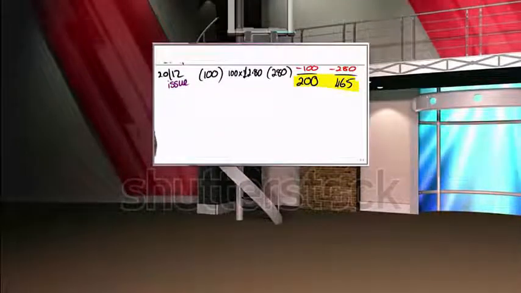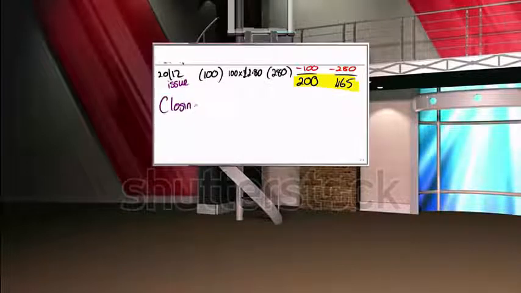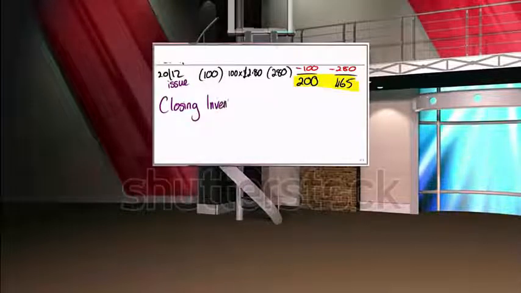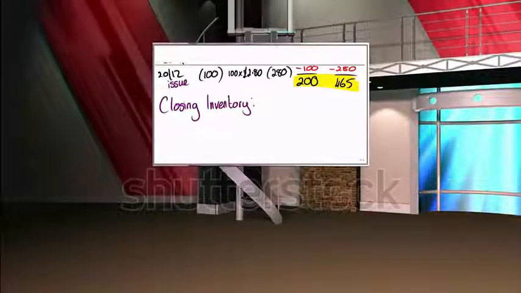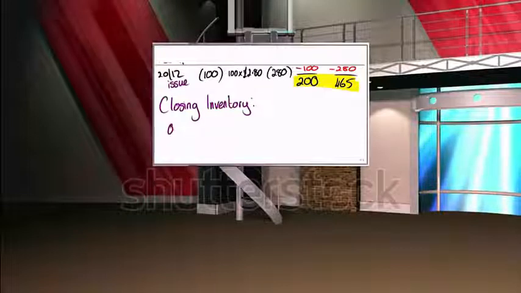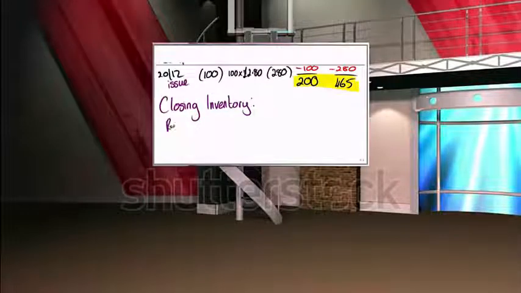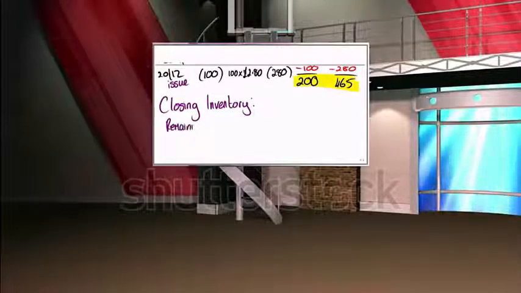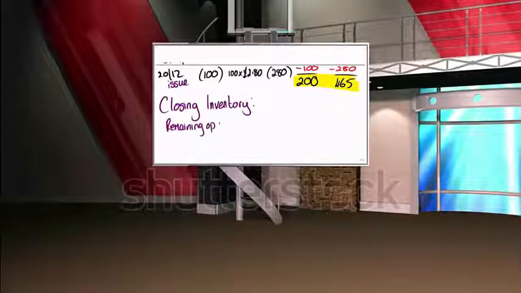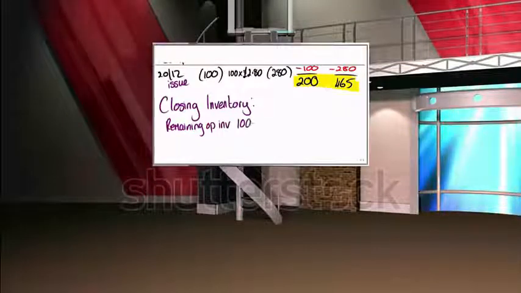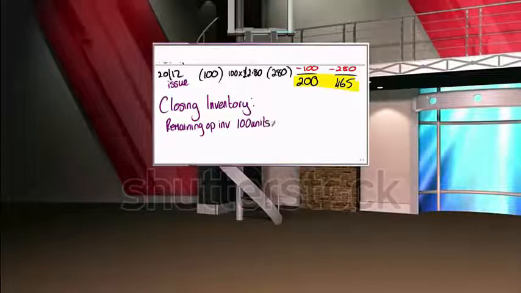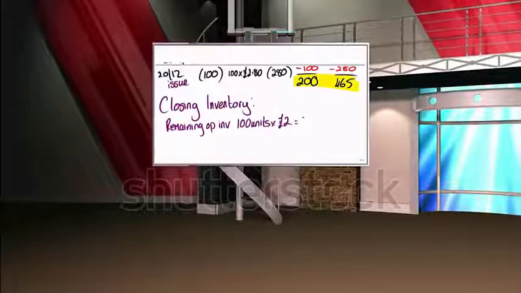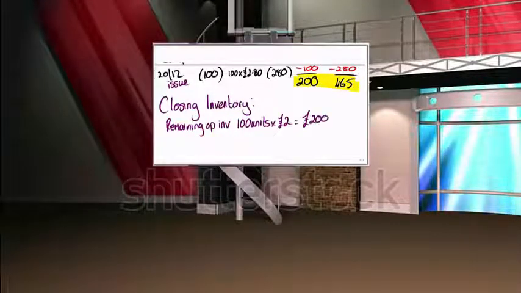Our closing inventory then, the first thing we have left over is the remaining opening inventory of 100 units with a value of £2 each. So that's 200 in total.